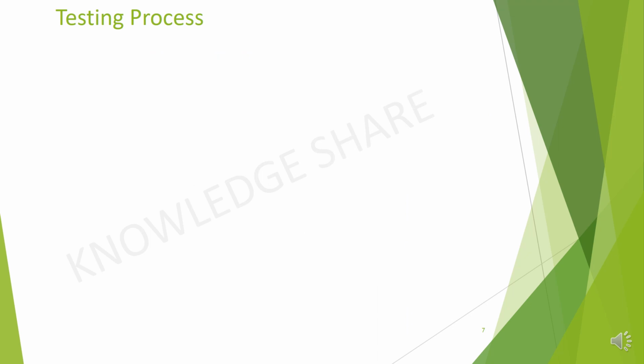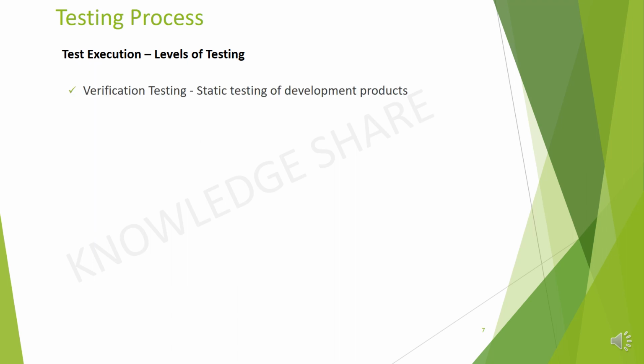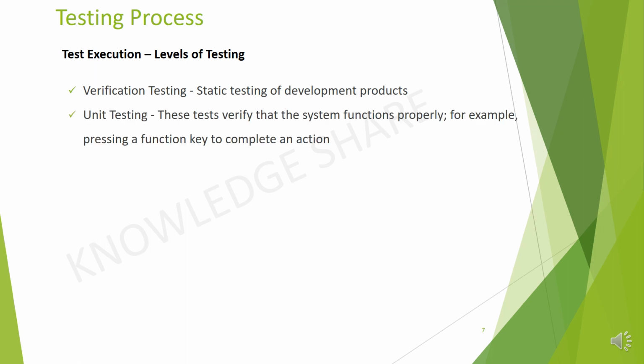Next question. Explain the different levels of testing. 1. Verification testing. It is static testing of development products. Next, unit testing. These tests verify that the system functions properly. For example, pressing a function key to complete an action.